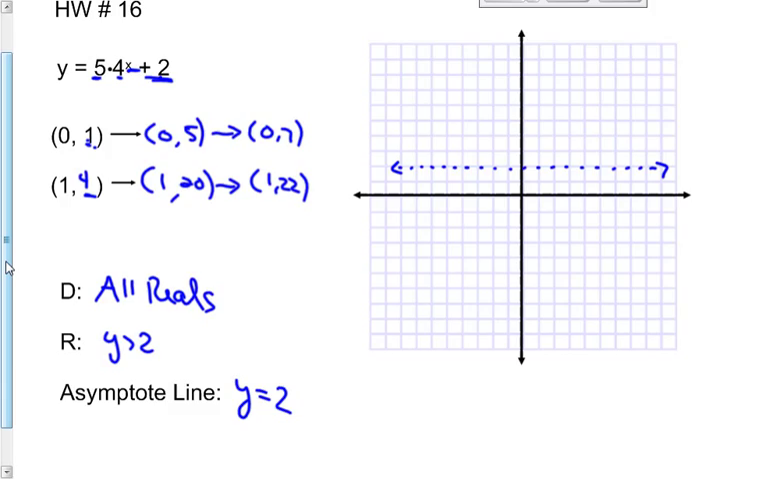We know our points are at 0, 7. And the other one is at 1, 22. So for me, that's way up here someplace. I can't even graph it. And then I can go ahead and connect. Coming close on the left, pick up your 2 dots, and then take off.